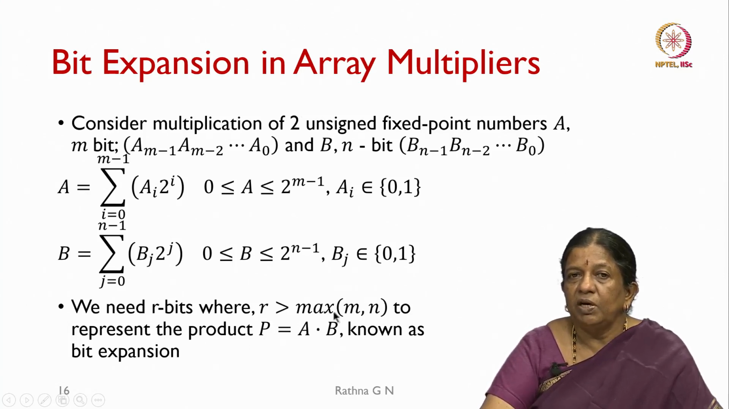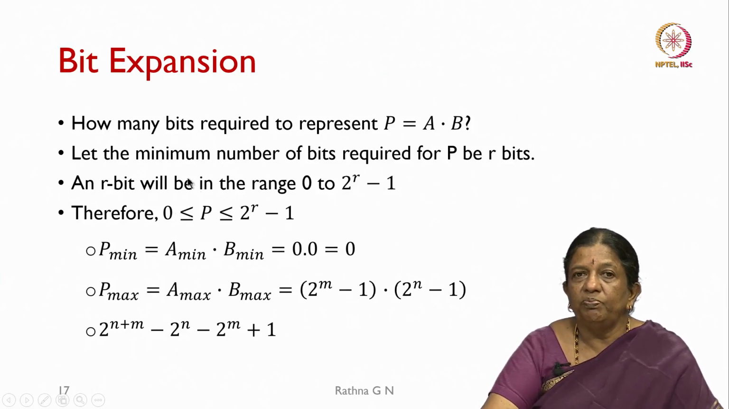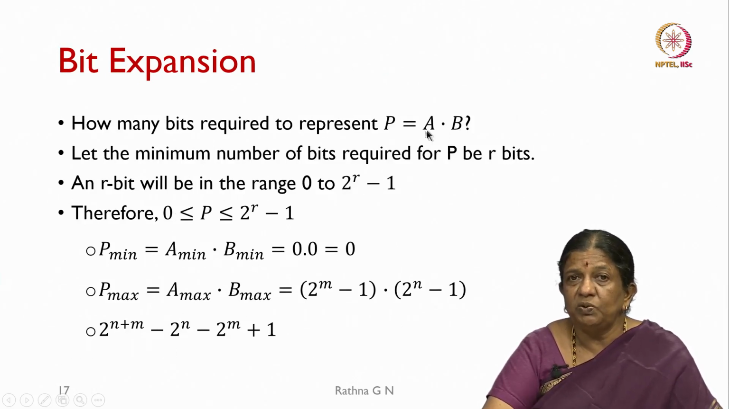We know that we need more than the maximum of one of the bits. M and N need not be equivalent in this case. That is what we are considering. So, we are taking the maximum of it, but it should be greater than that. So, we will see how much greater we need it in a while. That is what the question posed also, that is what should be the number of bits, that is R has to be. We will first consider the minimum number of bits required for P to be R bits. We will say the R bit will be in the range 0 to 2 power R minus 1.